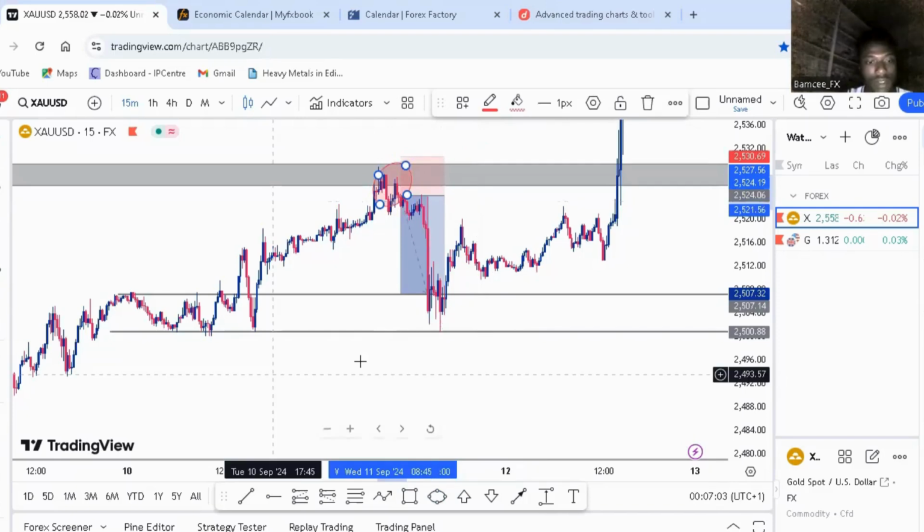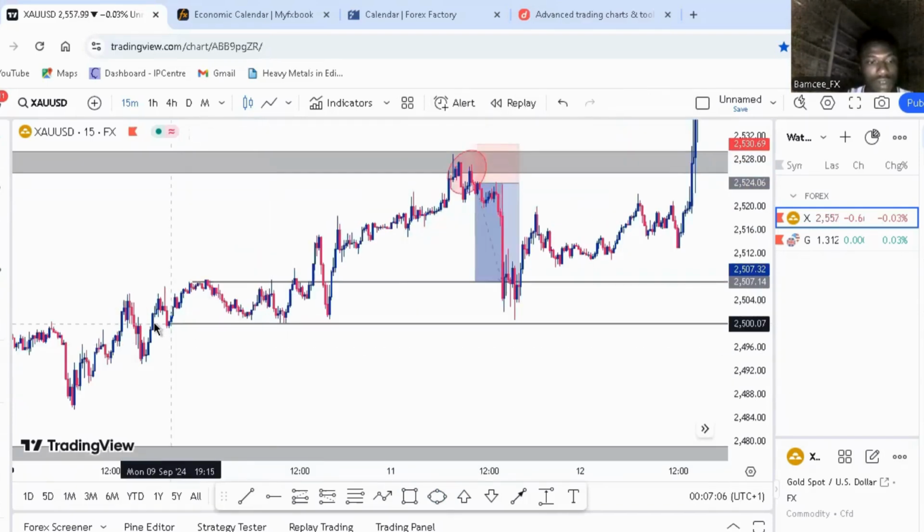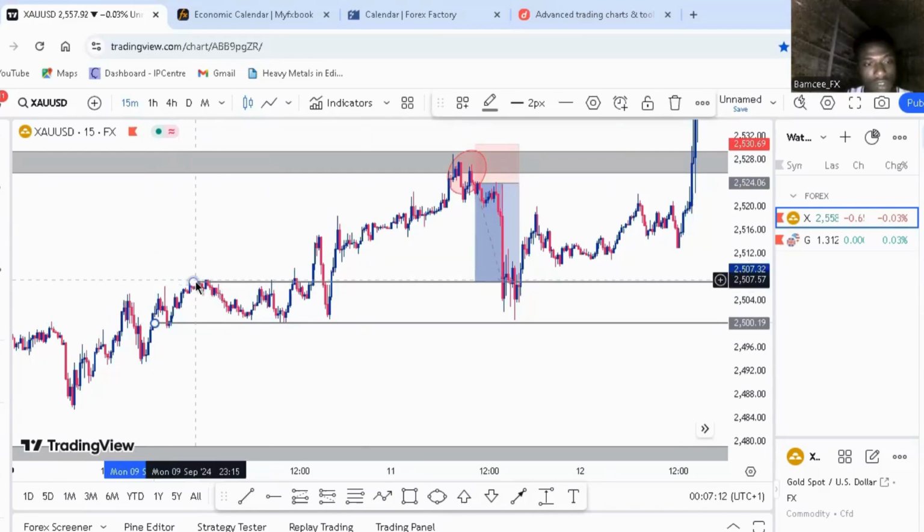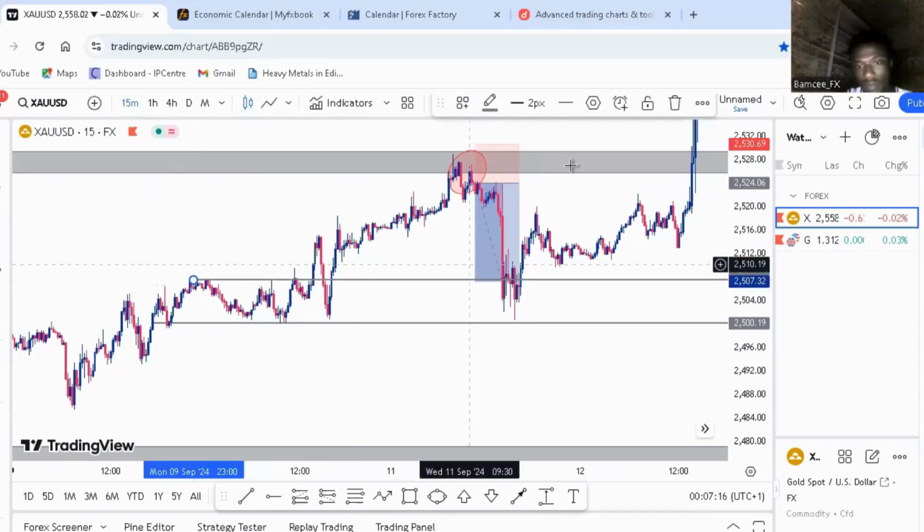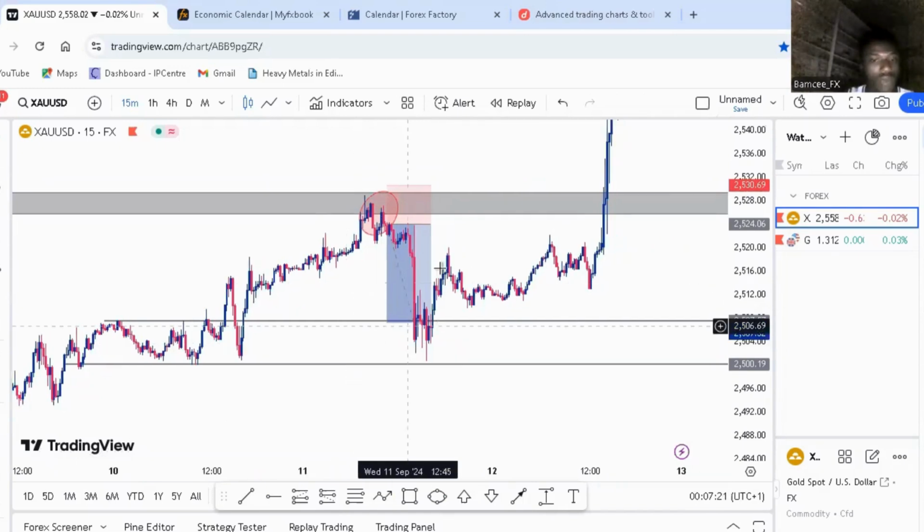Now you look very well. You see, this area was my 2 recent support and resistance. This was my recent support area where I'm expecting gold to bounce back and move up again, and that was exactly what happened. Gold came down to that area and started moving up again.